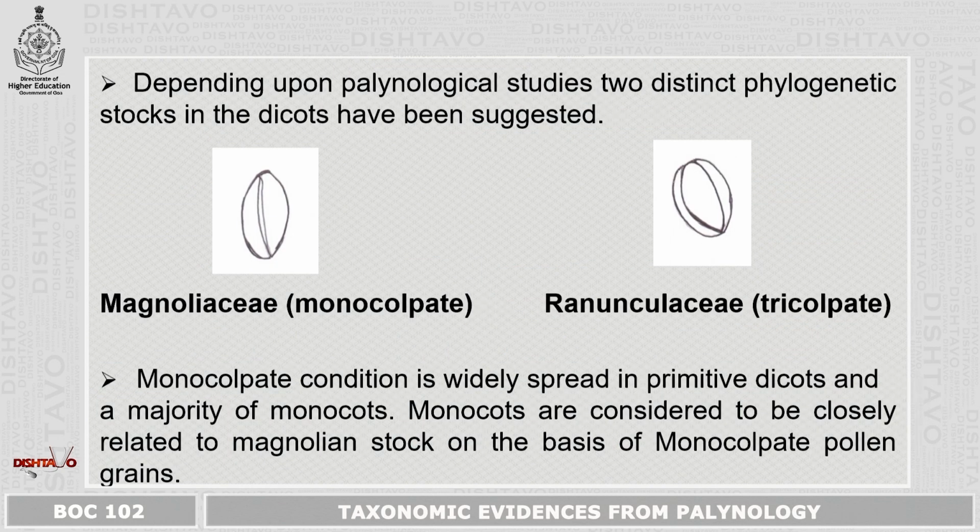Now, depending upon the palynological evidences, 2 distinct phylogenetic stocks have been suggested in the dicots. One is Magnoliaceae and Ranunculaceae, wherein Magnoliaceae shows monocolpate pollen grains, that means a single colpus, whereas tricolpate means it's having 3 colpi. Now, if we see the angiosperms, the monocolpate condition is widely distributed in primitive dicots and a majority of the monocots. And the monocots are considered to be closely related to the Magnolian stock on the basis of monocolpate pollen grains.